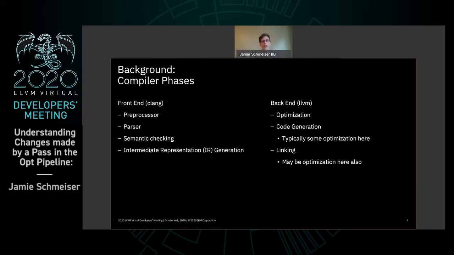Compilers are typically divided into a front end, here Clang or Clang++, and a back end, here LLVM, where the front end has several phases dealing with ensuring that the program is correct. The front end produces an intermediate representation of the program that the back end optionally optimizes and then uses to generate code.